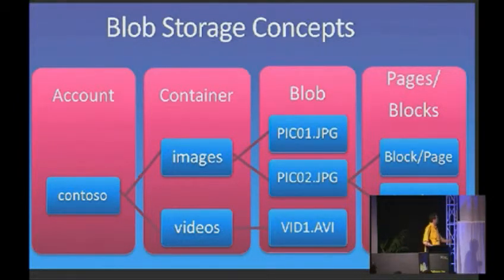At the top level we have an account. Our account is what we create in the Windows Azure portal. We go in, we have a Windows Azure subscription, we create a new service, and we create a storage account. When we create a storage account, we give it a name, and we will then have an endpoint at accountname.blob.core.windows.net. That is our blob storage endpoint.